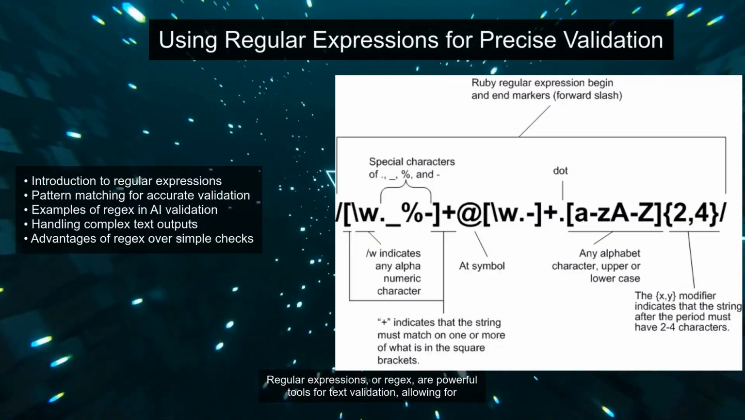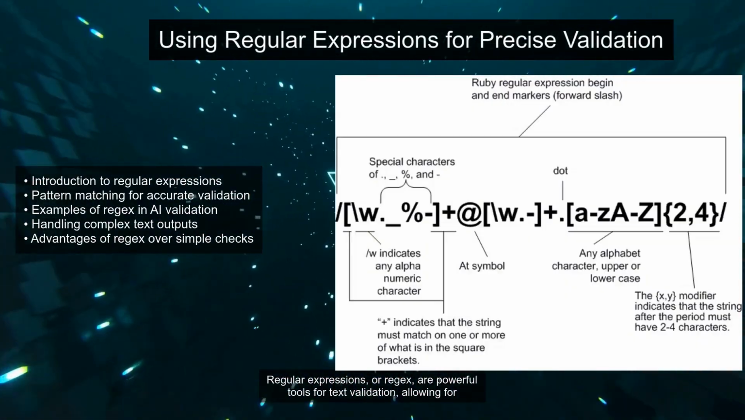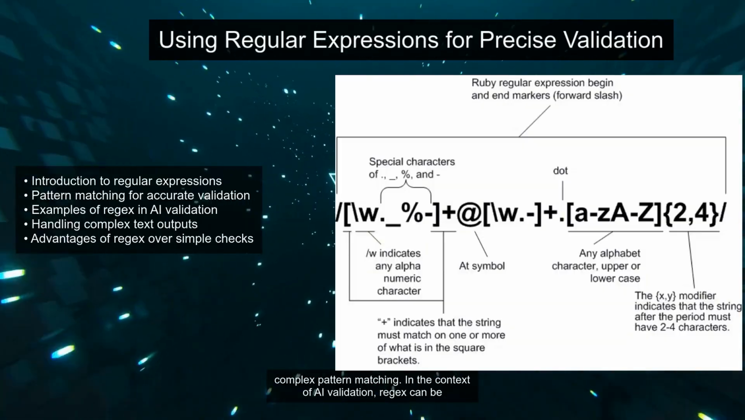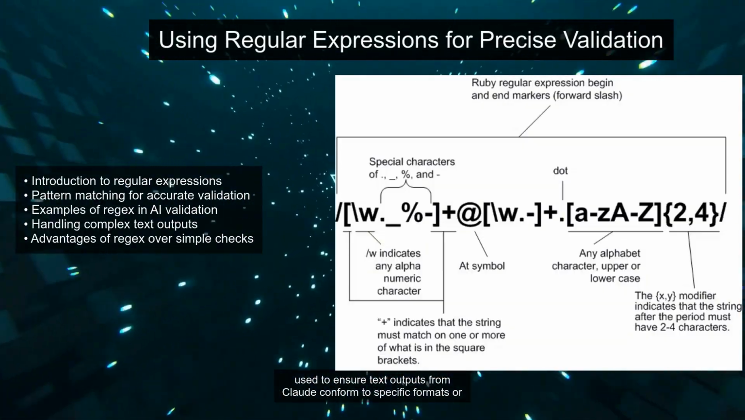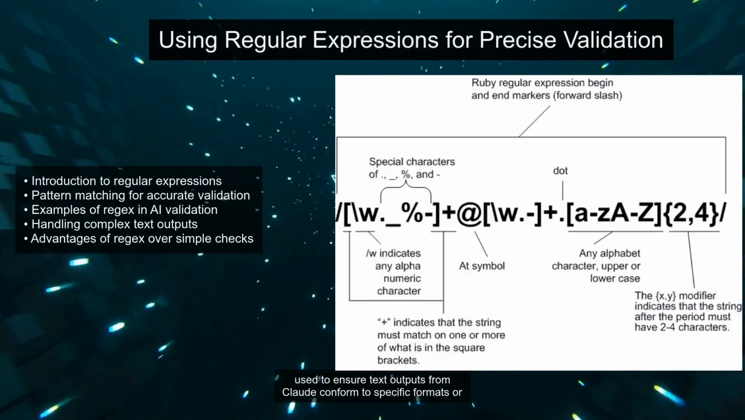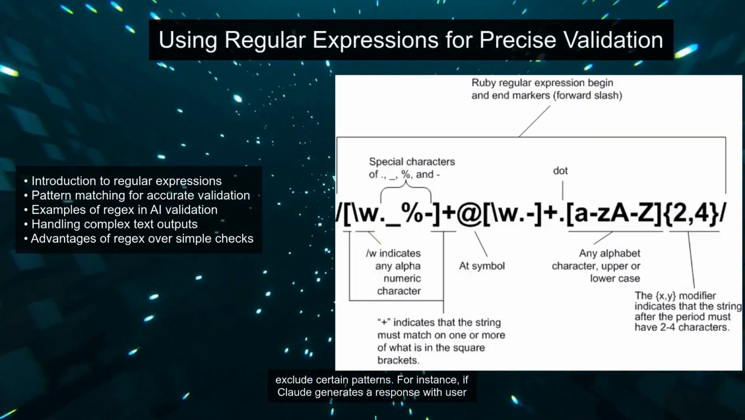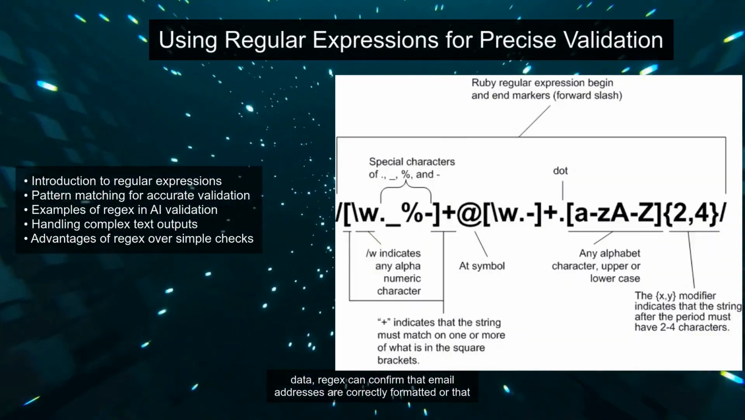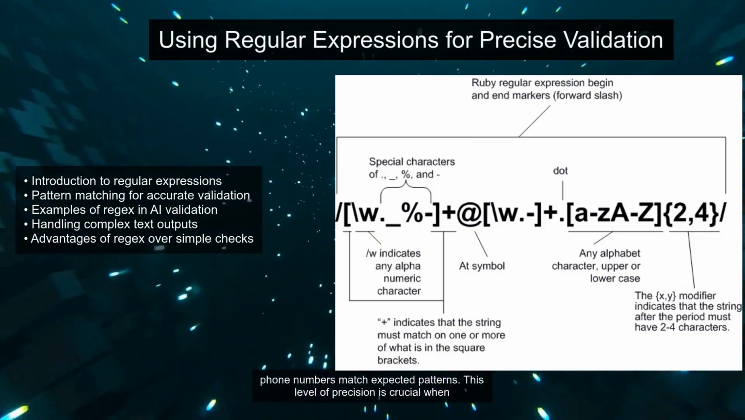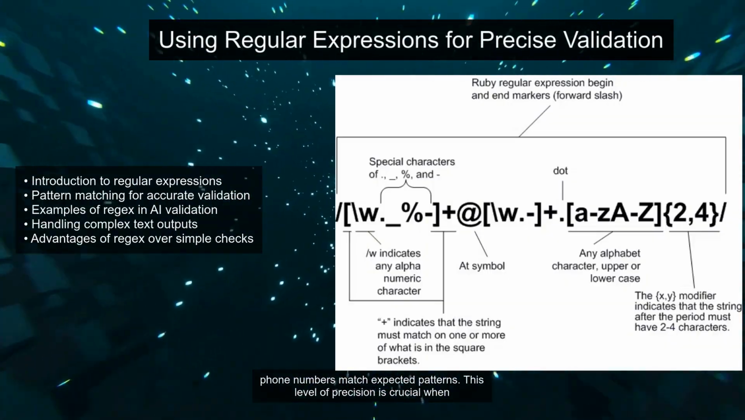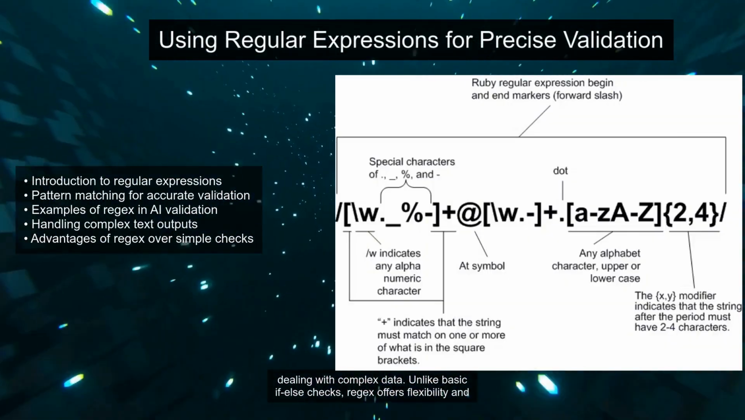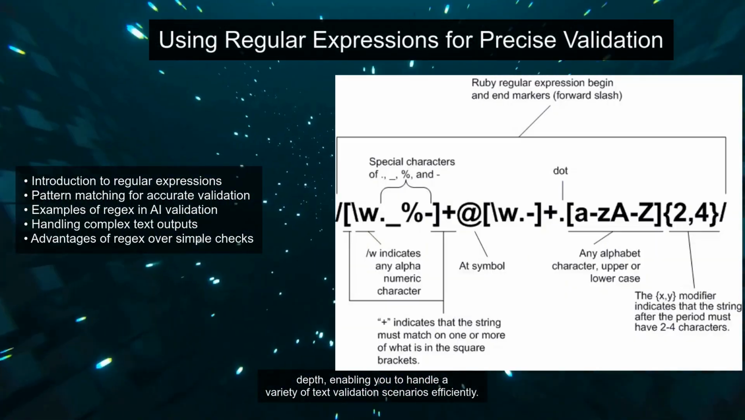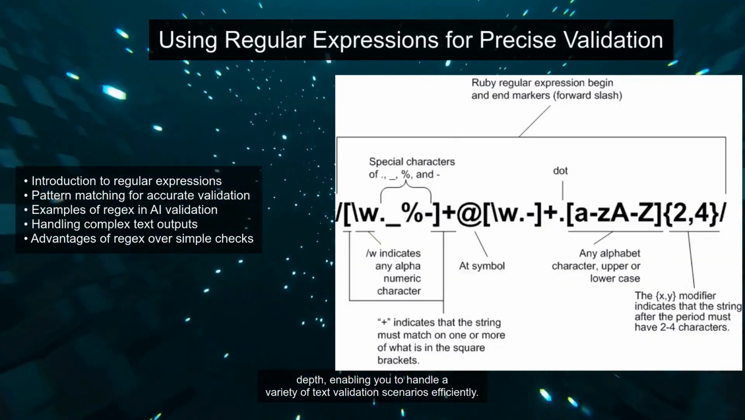Regular expressions, or regex, are powerful tools for text validation, allowing for complex pattern matching. In the context of AI validation, regex can be used to ensure text outputs from Claude conform to specific formats or exclude certain patterns. For instance, if Claude generates a response with user data, regex can confirm that email addresses are correctly formatted or that phone numbers match expected patterns. This level of precision is crucial when dealing with complex data. Unlike basic if-else checks, regex offers flexibility and depth, enabling you to handle a variety of text validation scenarios efficiently.